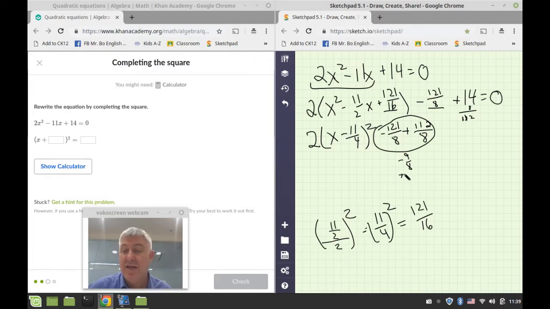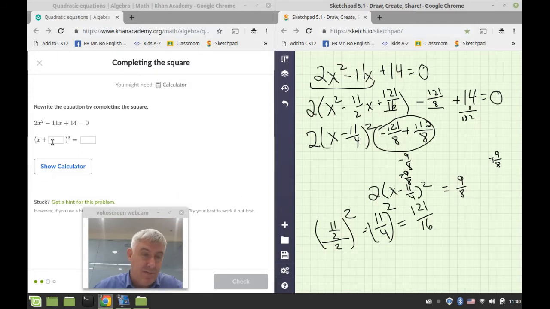And I'm going to add 9/8 to both sides. And in the end, I'm going to get this 2x minus 11/4 squared is equal to 9/8. Okay.